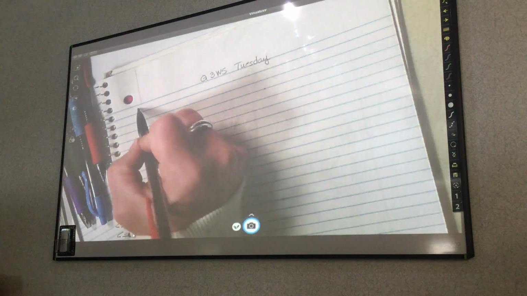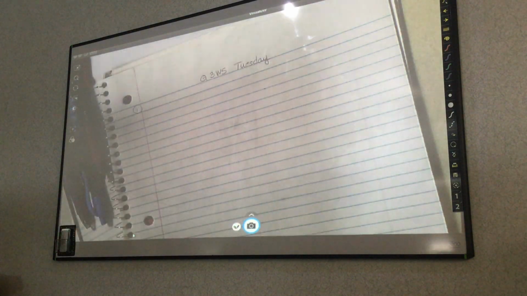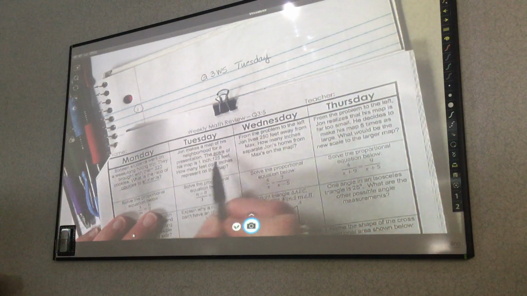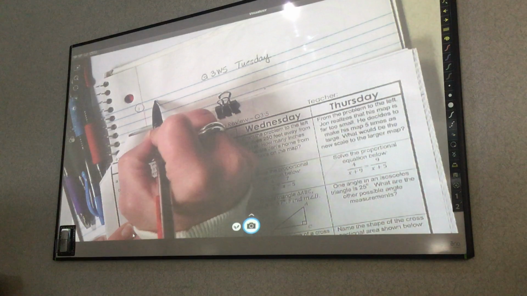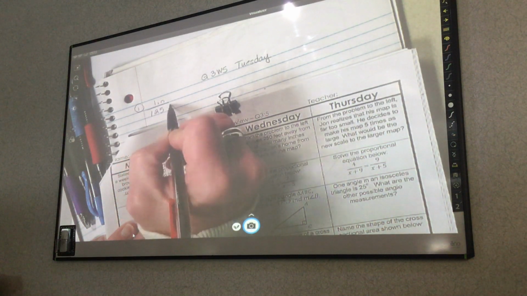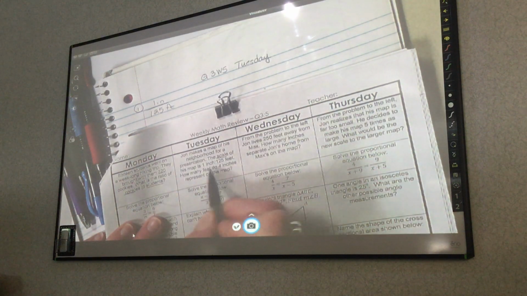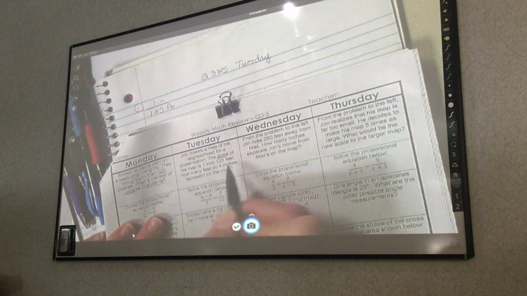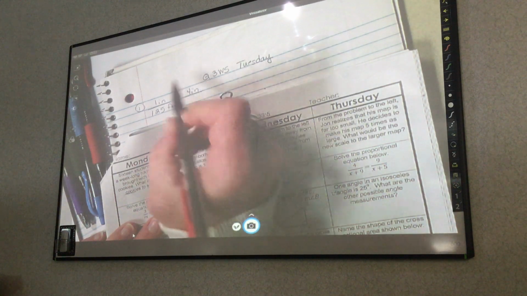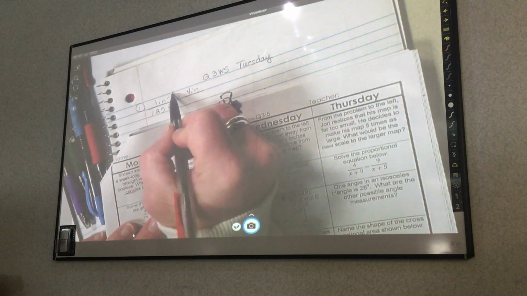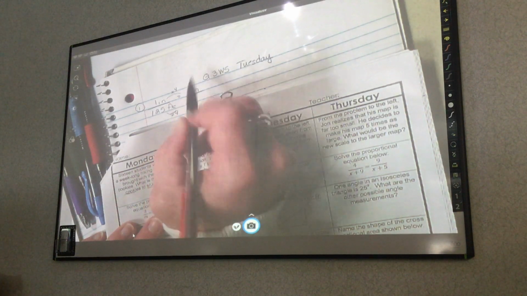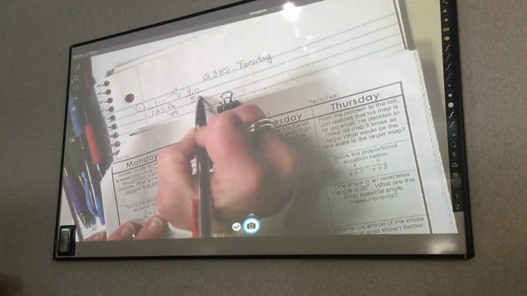Number 1, John makes a map of his neighborhood for a presentation. The scale of his map is 1 inch to 125 feet. So 1 inch is 125 feet. How many feet do 4 inches represent on the map? So this equals 4 inches. So I go from 1 to 4 by multiplying it by 4. So I take 125 times 4, and the answer is 500.